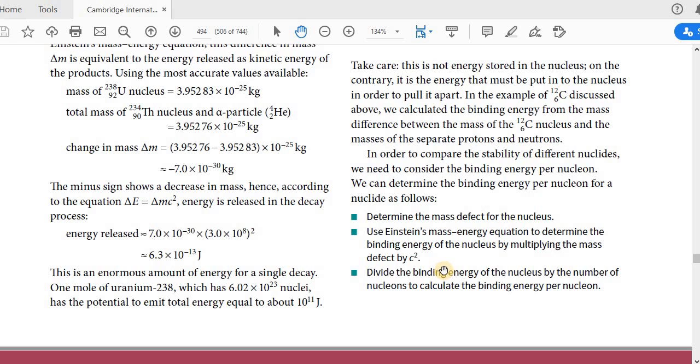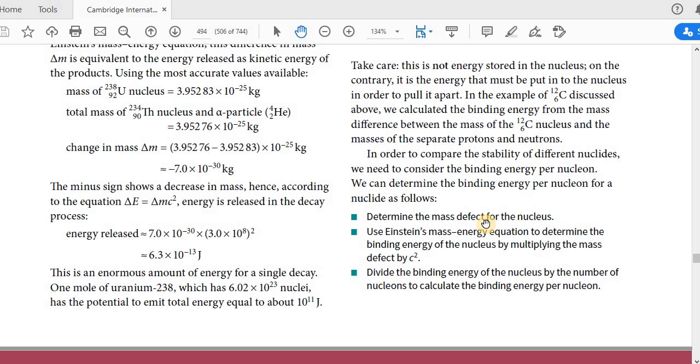When you want to find the binding energy per nucleon, you have to use the equation E equals mc squared, where m is the mass defect. So first you have to find the mass defect, that is the mass of the nucleons separately when you calculate that, minus the mass of the nucleus, the mass of the nucleons that make up the nucleus.